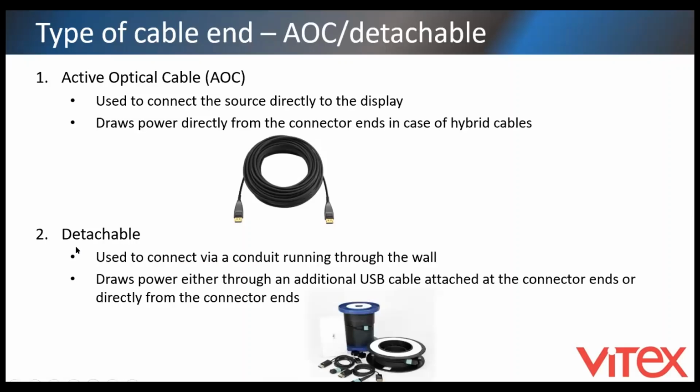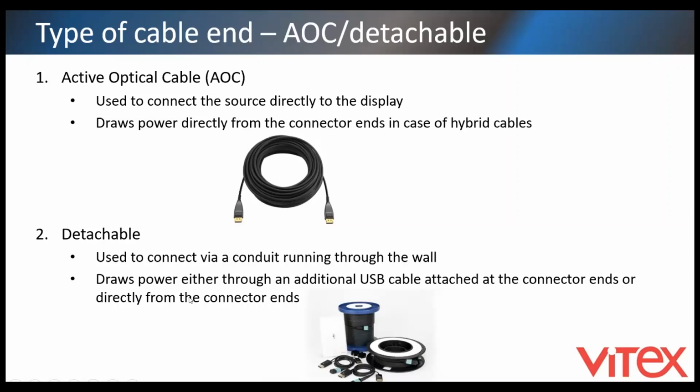The other type of cable end is detachable, and the primary use of this type of cable is to connect via a conduit running through the wall. So this is more applicable to applications in which you have a source in one room and your display in a very far off room, typically a medical application or surveillance application, in which you want the cable to be running through the wall, and then you can just connect to the port in the wall and to your source or the display.